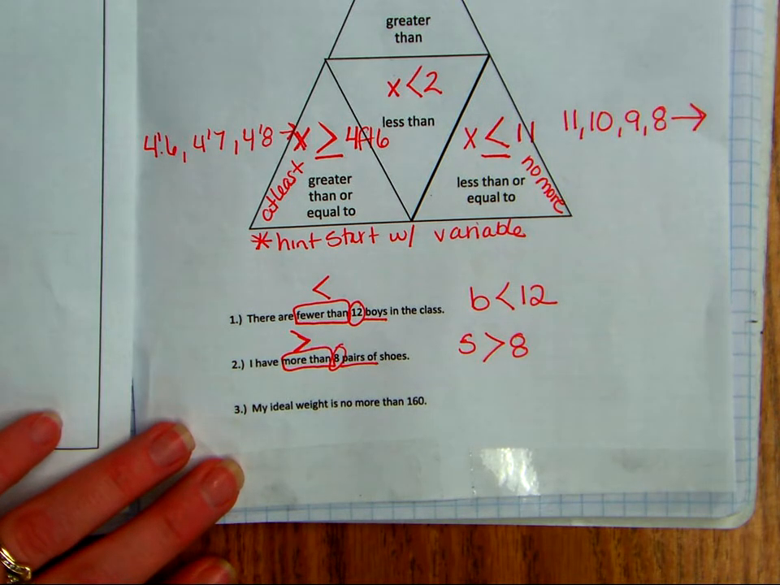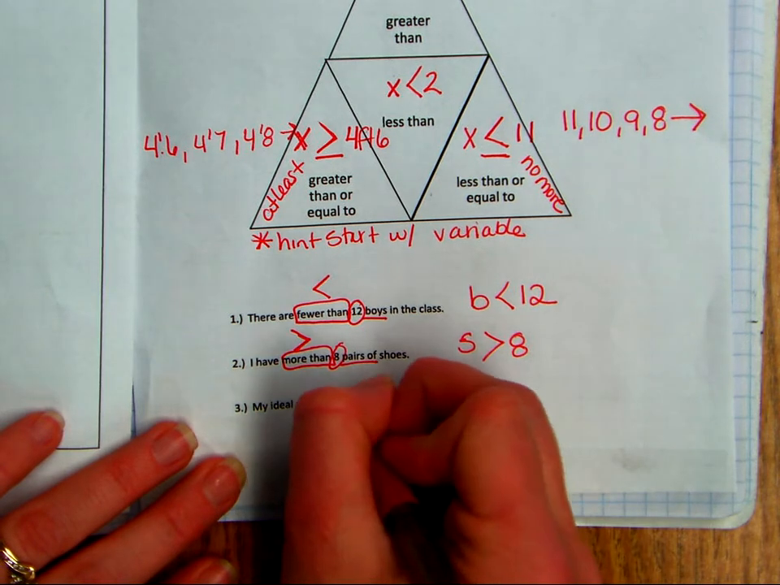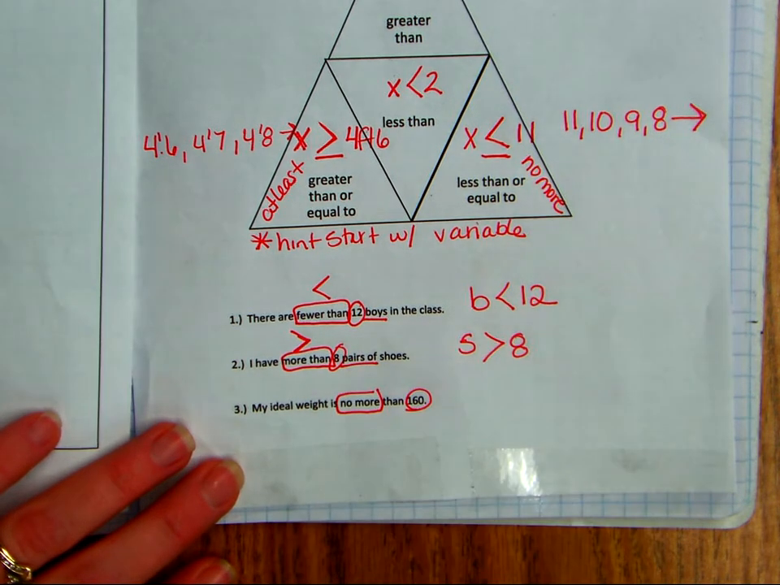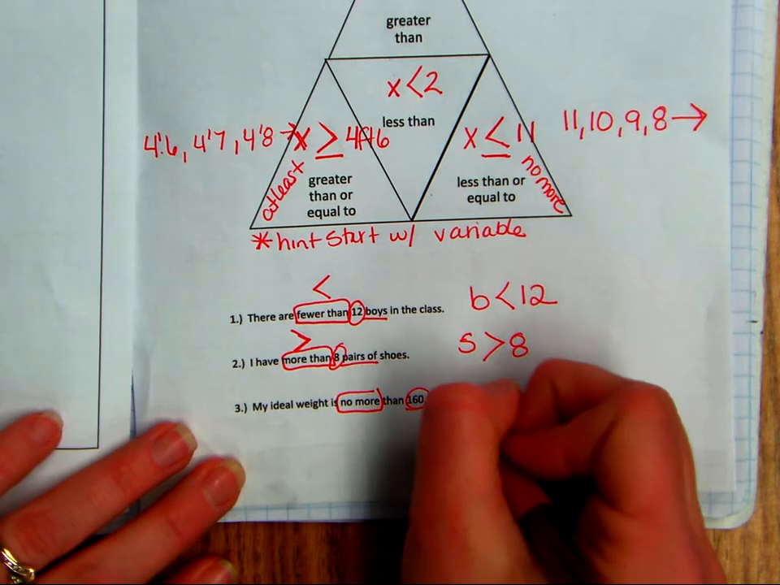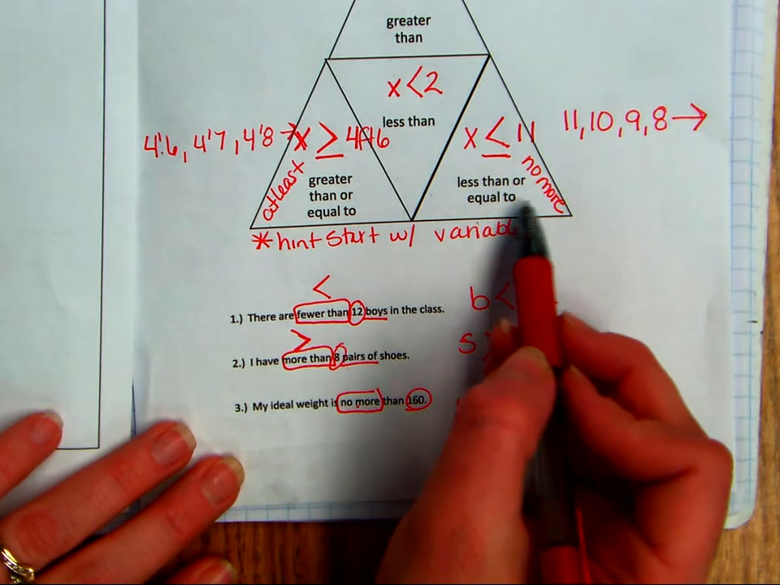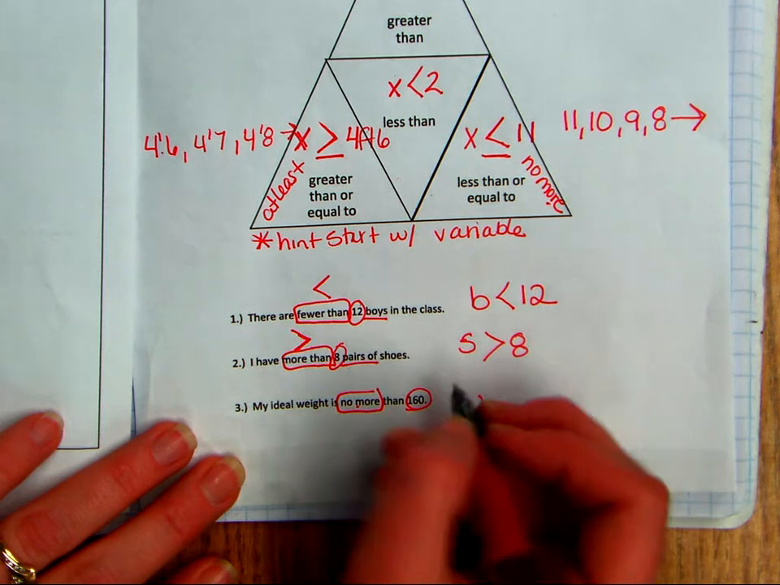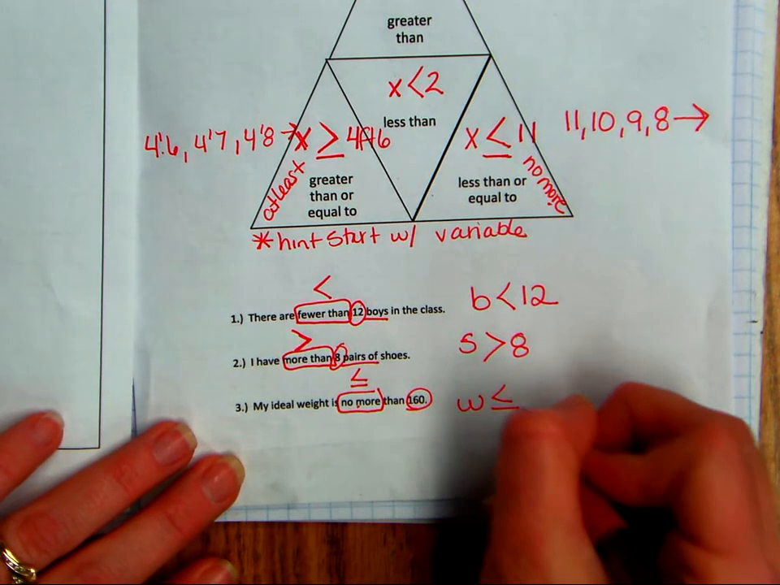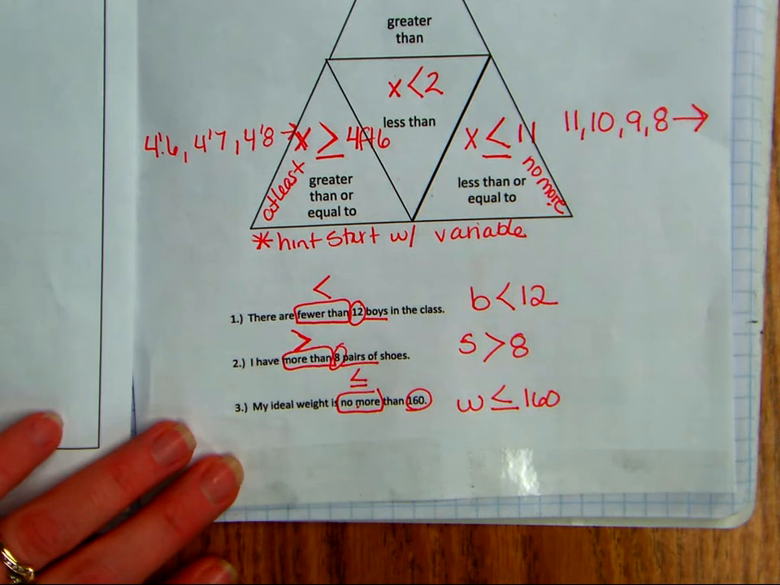Okay? Now let's look at the last one. My ideal weight is no more than 160. Meaning, I can be 160 pounds or less. I don't want to get above 160 pounds. So my weight, no more, going up here to our examples, remember that was this one, less than or equal to. So no more than 160.